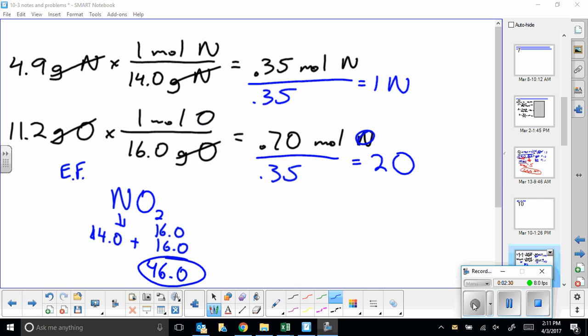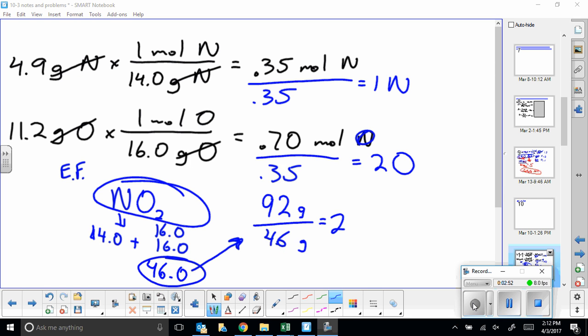And now I take the molar mass, which is given to me, and it says the molar mass is 92 grams, and my empirical formula mass, I plug in the bottom, is 46 grams. That means our multiplying factor is 2. So I take this empirical formula of NO2 and multiply it by 2, and I get N2O4. This is my answer, and that is the molecular formula.